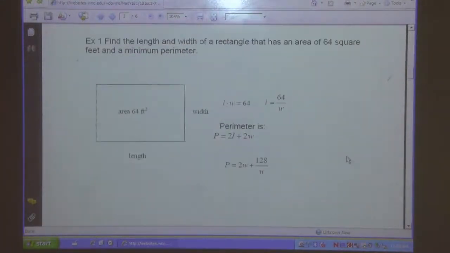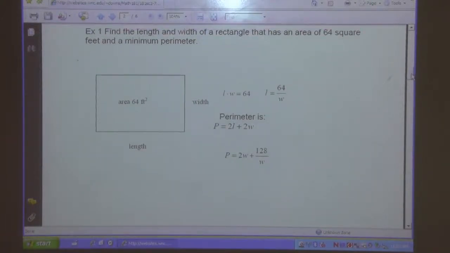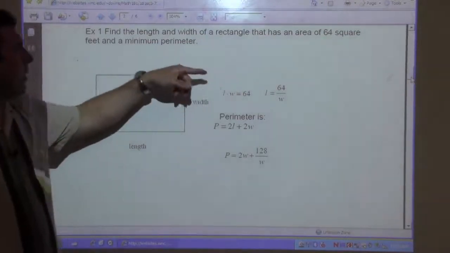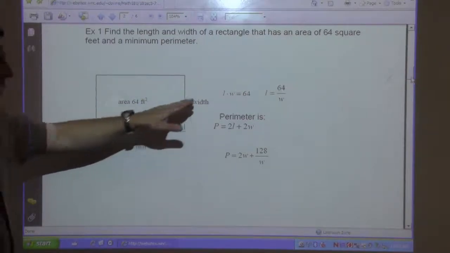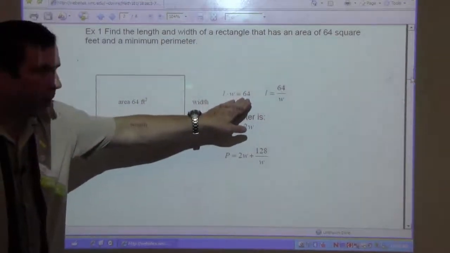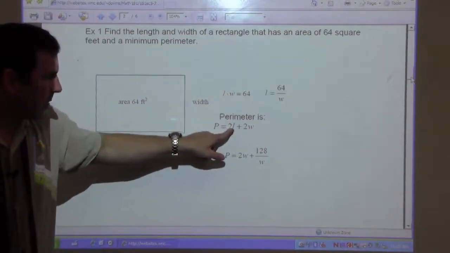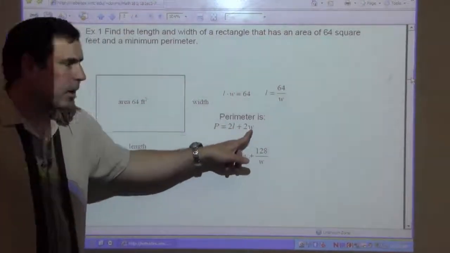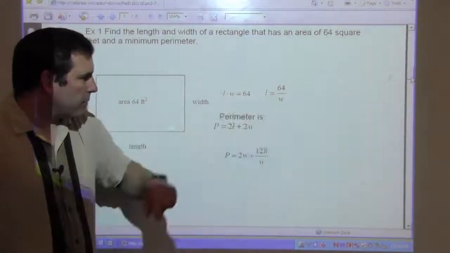So, example 1. Now, you've probably seen this one in your pre-calculus days. Find the length and width of the rectangle that has an area of 64 square feet and a minimum perimeter. So in this, length times width is 64, and so we have a relationship for length and width. Now perimeter is 2 times L plus 2 times W. If we solve for L, L is 64 over W.